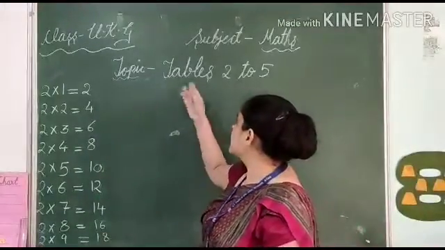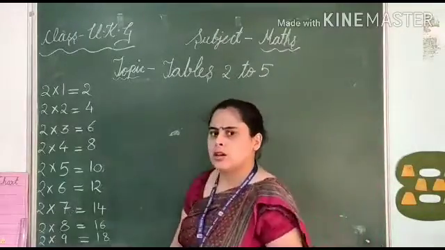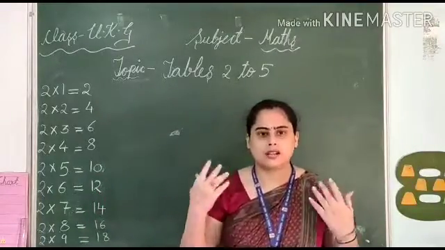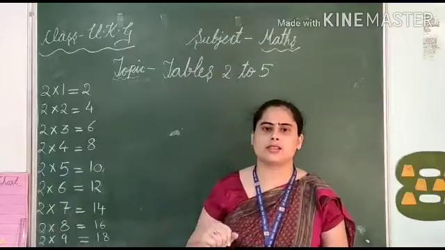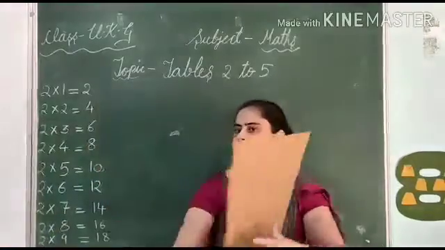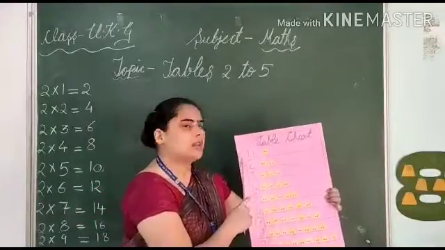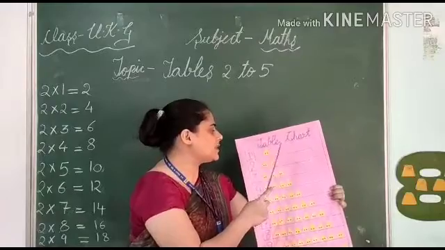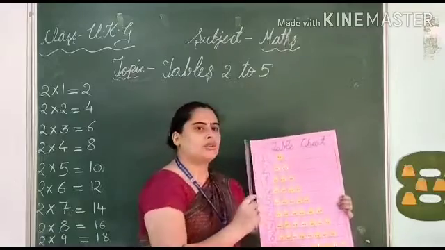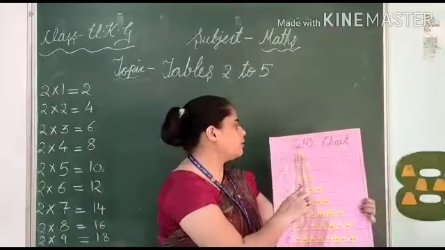Our next topic is tables. Our tables are from 2 to 5. So how do you have to learn the tables? Some children are confused about how to learn the tables because they forgot the tables. So I will show you from the chart. See, I have this chart and I put two bindis in each triangle. That means these are 2. If you are confused in learning the tables, you can count them.